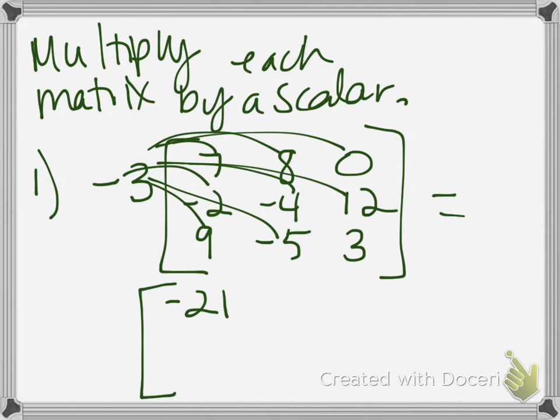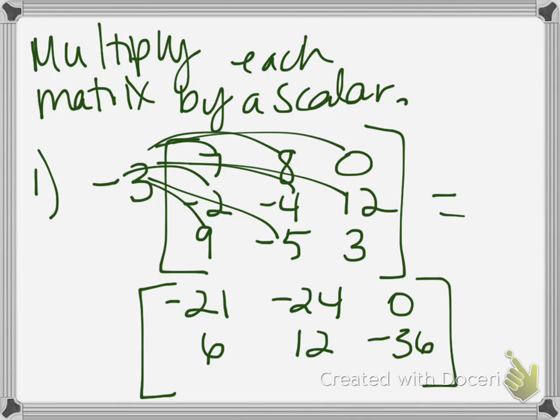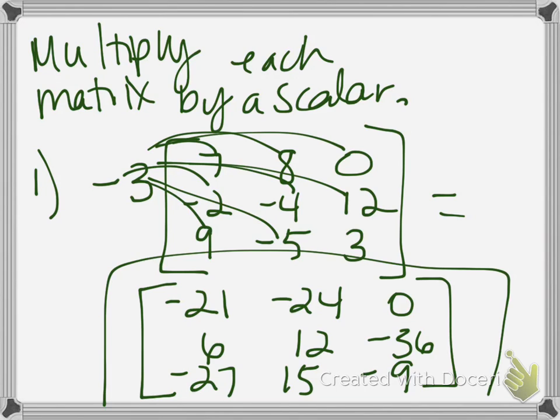So I get -21, -24, 0 for my first row when I multiply -3 times 7, 8, and 0 respectively. Then I get 6, 12, and -36, multiplying that second row by -3. And then -27, 15, and -9. At this point, I have multiplied a matrix by a scalar. That's really all you need to know with multiplying by a scalar. Now let's jump straight into solving an equation.